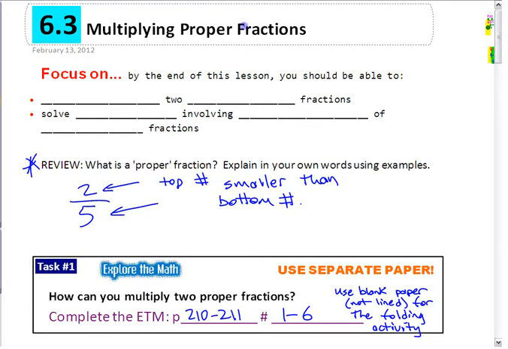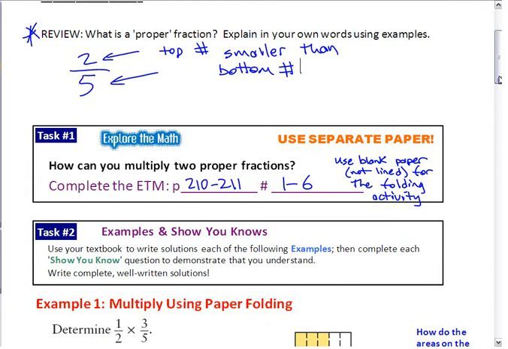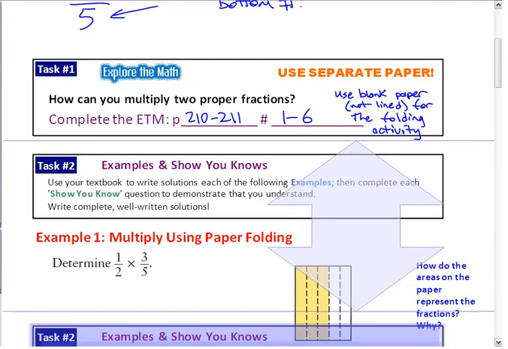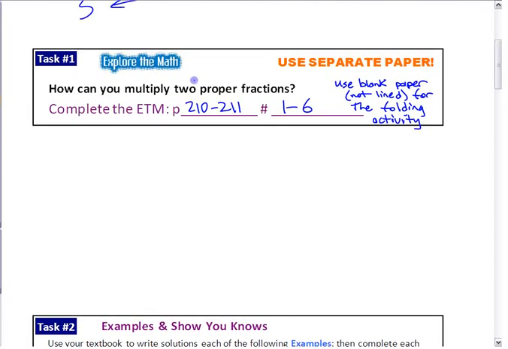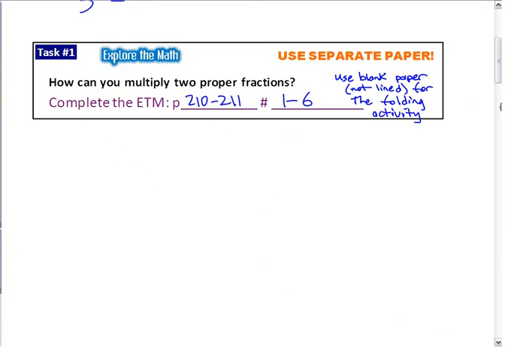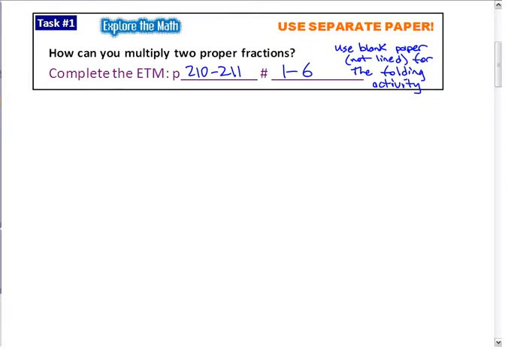We're going to learn how to multiply proper fractions. Essentially what we're doing is this Explore the Math, but we're doing it together. So you can save this piece of paper. We don't have to do this? Well, we're going to end up doing this together more or less. I might use different numbers with you, but we're going to do it right now kind of together.